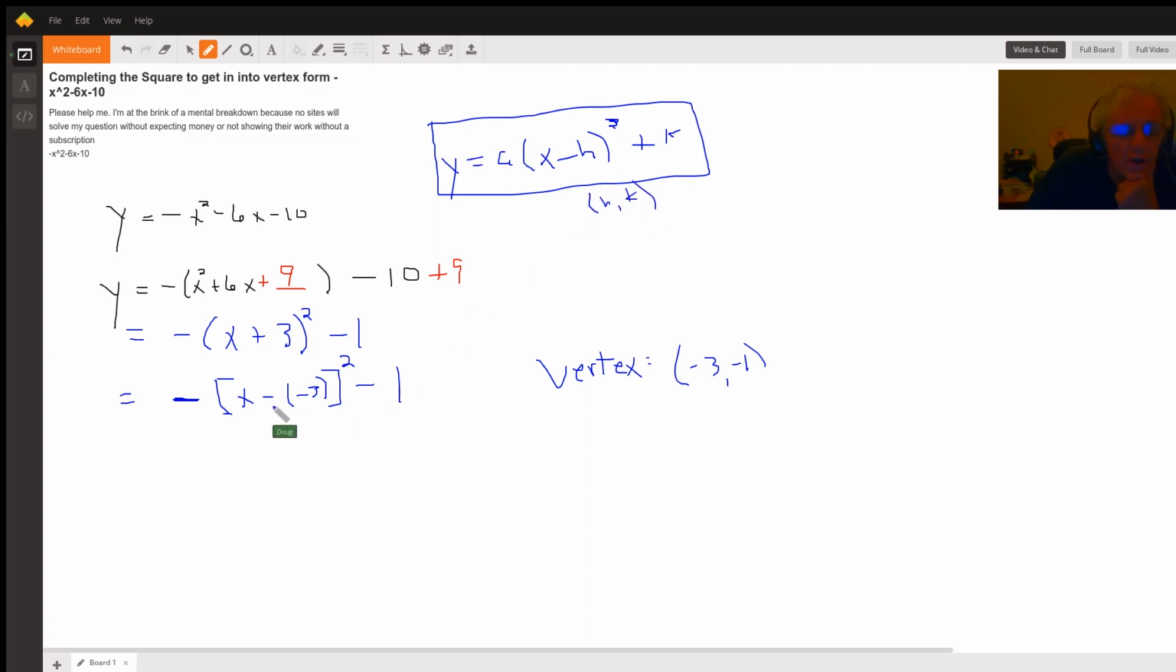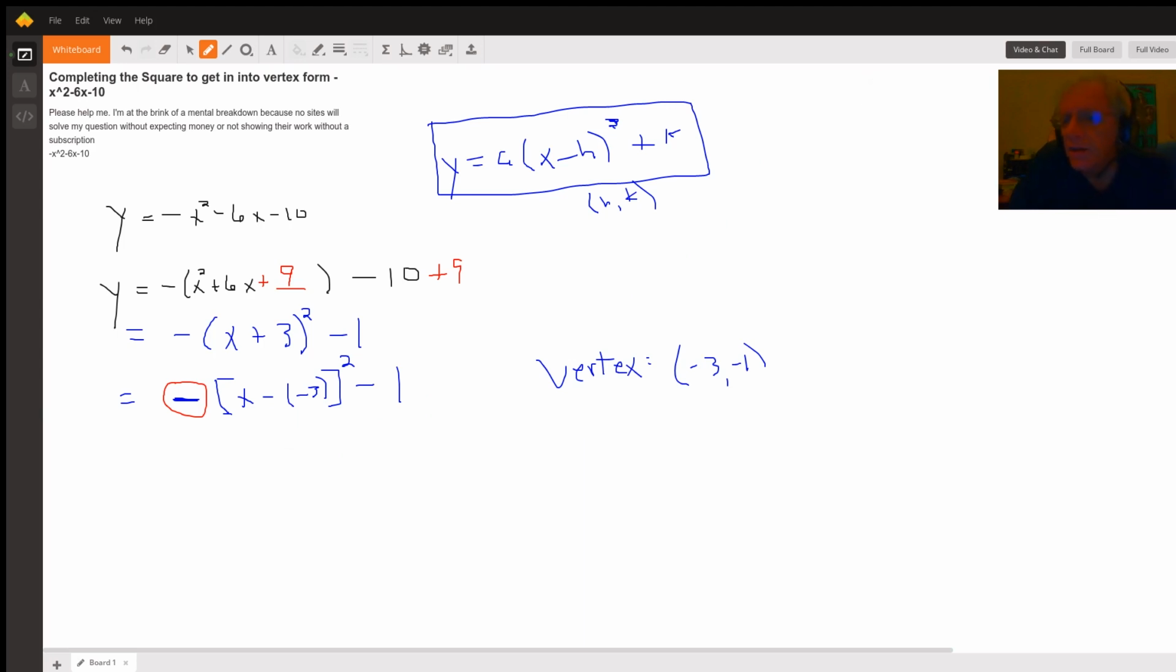So you don't have to write it like this, but to help you visualize it, x plus 3 I rewrote as x minus a -3, the quantity squared, so that this minus sign matches this minus sign in the formula. So the vertex is at -3, -1. This minus out front doesn't affect where the vertex is located. All it does is reflect the graph downward. So this is a downward opening parabola.